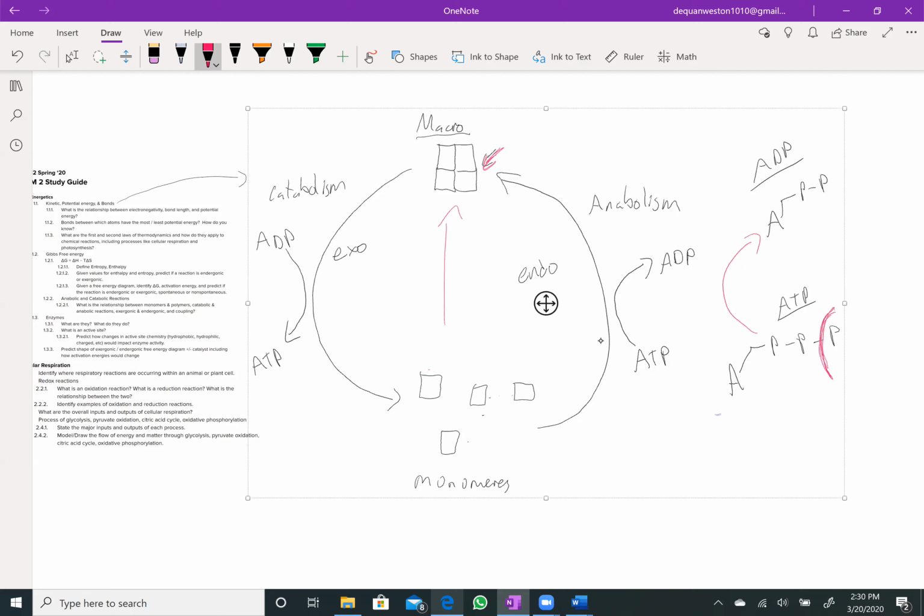Cool. So I'm going to erase this if everybody has it, and we're going to go on to the next thing. We're going to talk about enzymes.